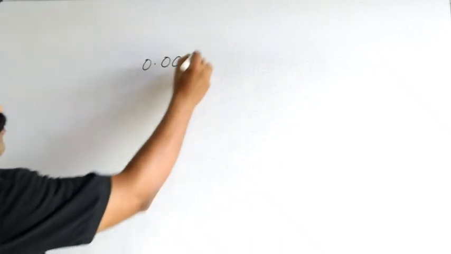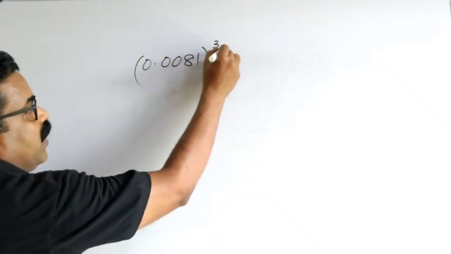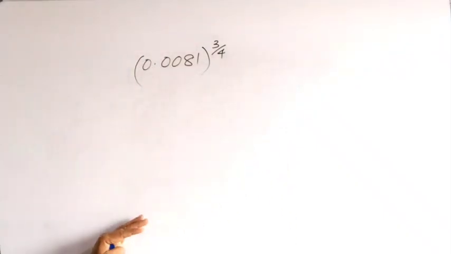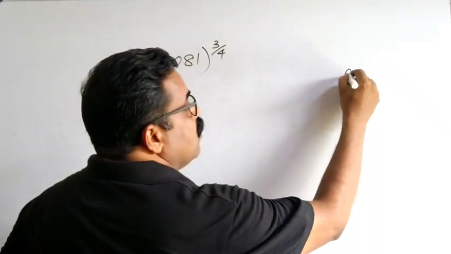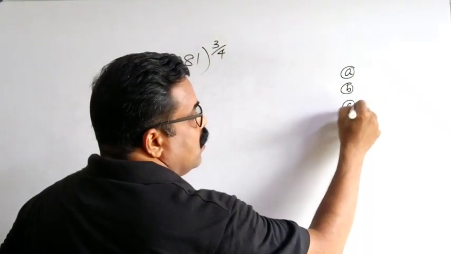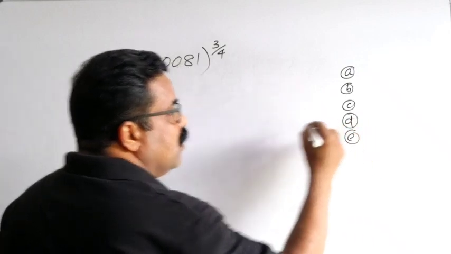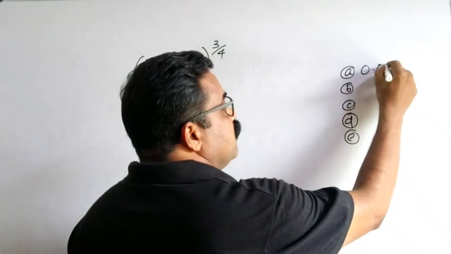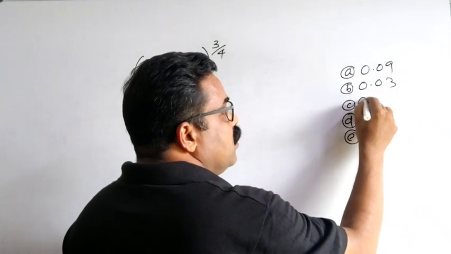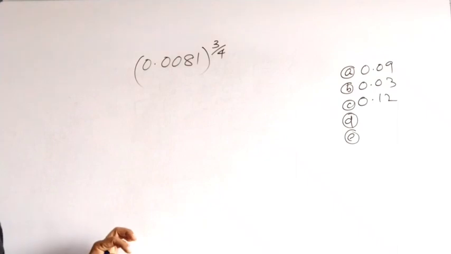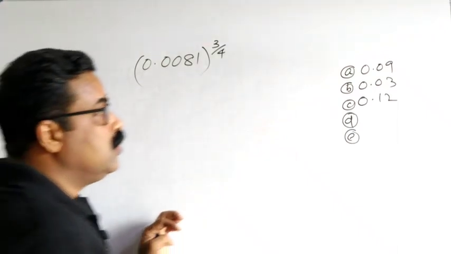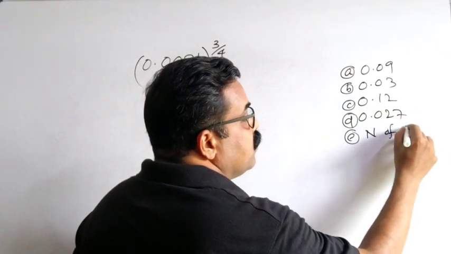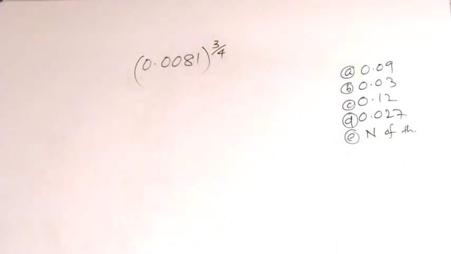0.0081 power 3 by 4. So now you can solve it. We have already solved this type of question. You can easily solve it. Options are also given. Let me write the options. The options are 0.09, 0.03, 0.12, 0.027 and none of these. So these are the 5 options given.